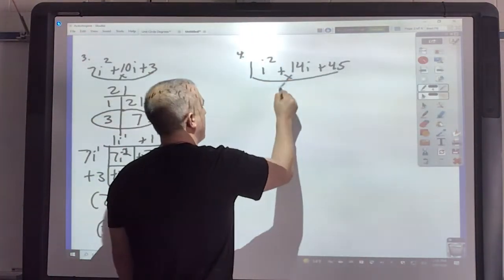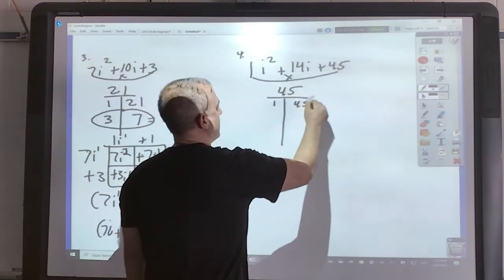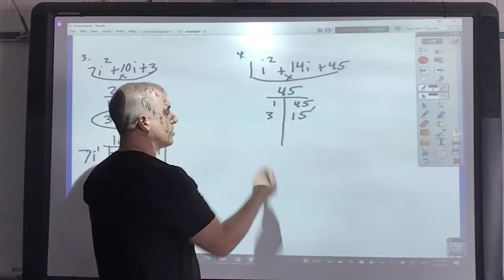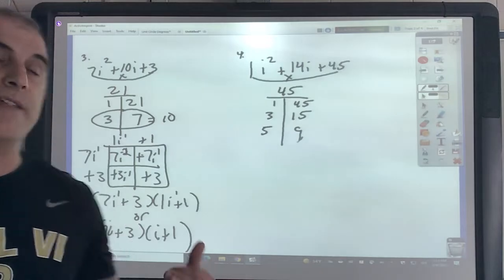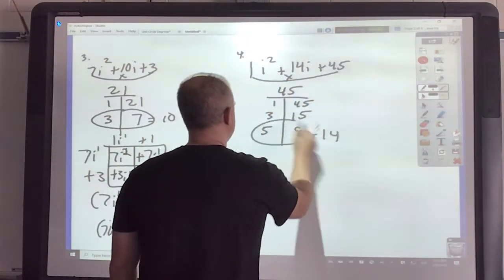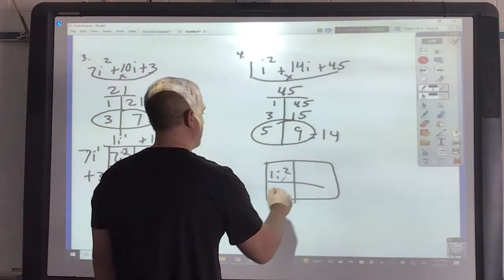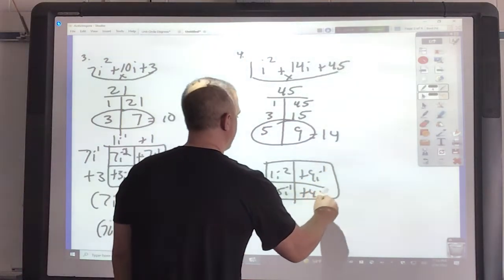Okay, so I just put a 1 here. 1 times 45 would give me 45. Factors of 45, 1 and 45. 2 would create a decimal, 3 and 15. 4 would create a decimal, 5 and 9. 6, 7, and 8 wouldn't work. I'm looking for the set that adds up to 14, which would be that set. Okay, so I got 1i squared plus 5i to the first plus 9i to the first plus 45.